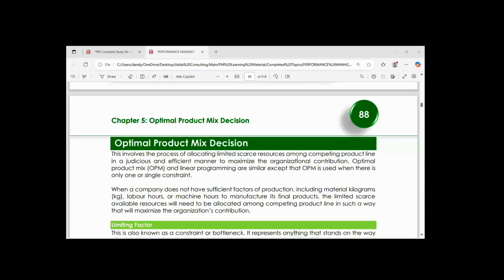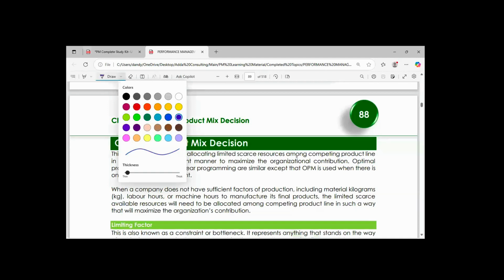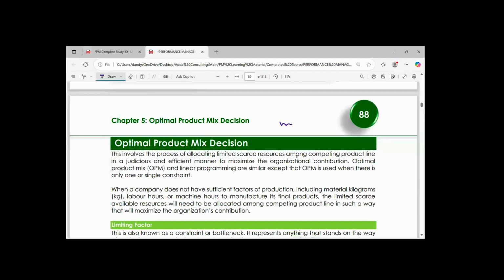PM learning material completed topic. I want to show you. Okay, let me share my screen quickly. Let me know if you can see my screen. Yes, we can see your screen, but we are seeing a different thing. Can you see my screen? Yes, sir, we can see it. What are you seeing on the screen?